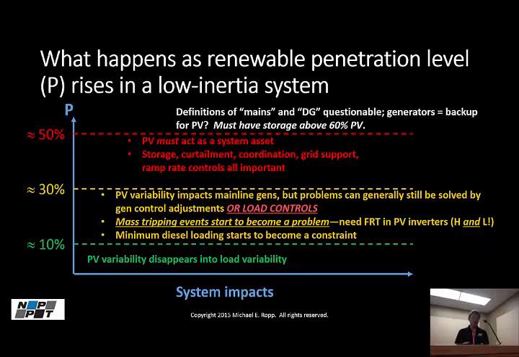Between 10 and 30% penetration, you will start to see some impacts on your generators. So you may have to do some retuning. Load controls would be good. Under frequency load shedding can be extremely helpful. One of the things you've got to watch for here is mass tripping events. In other words, a situation where you have a loss of generation, so the frequency drops, or a fault followed by a fault clearing. So the frequency drops during the fault, then overshoots during the clearing.